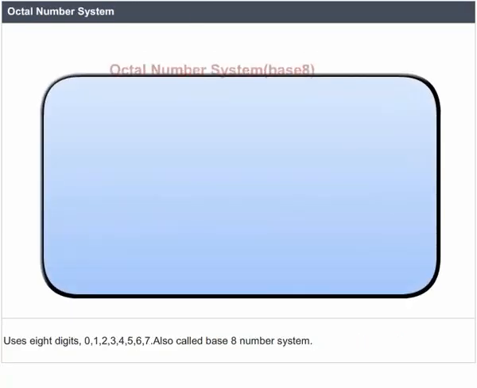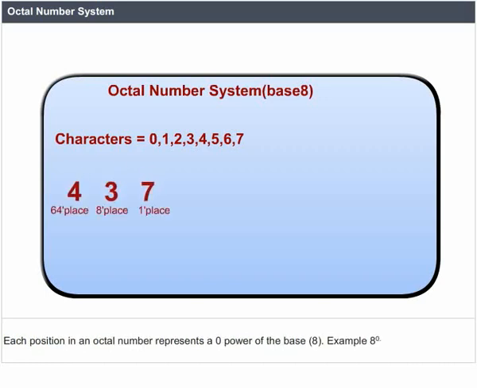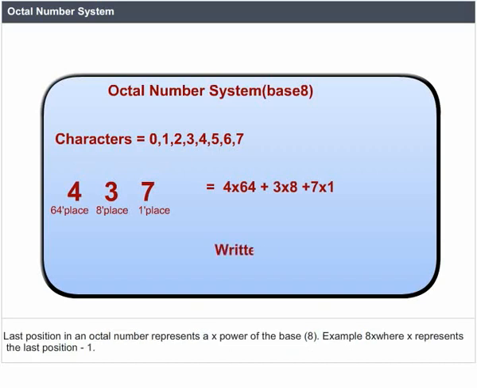Octal number system uses 8 digits: 0, 1, 2, 3, 4, 5, 6, 7, also called the base 8 number system. Each position in an octal number represents a power of the base 8. Example, 8 to the power 0. The last position in an octal number represents an x power of the base 8. Example, 8 to the power x, where x represents the last position minus 1.